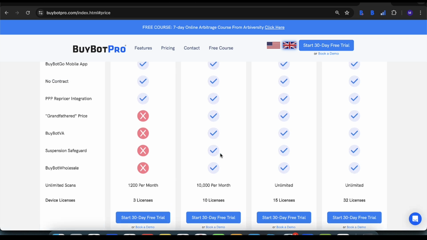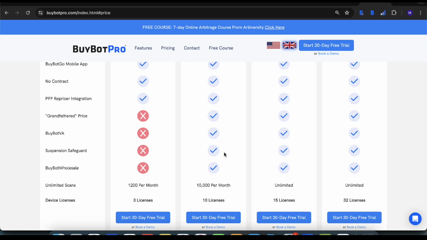The suspension safeguard is like taking out insurance. So BuyBotPro is linked up to a sister company called Getting Suspended. And if you have any suspension issues with your Amazon account, anything like that, then you basically get to reach out to that team dedicated to helping you with those problems, and they will put a plan of action in place for you to help get your account reinstated or to solve the problem that you're facing. So that's what suspension safeguard is.